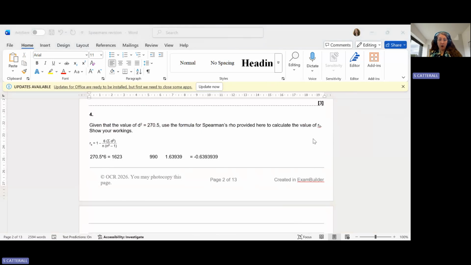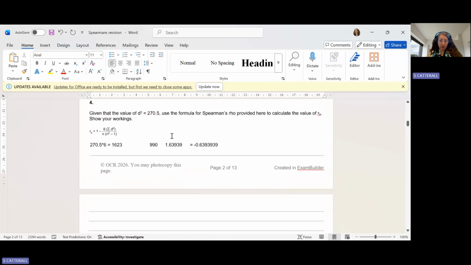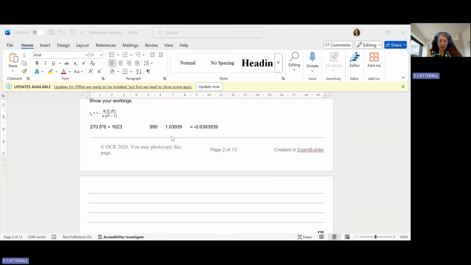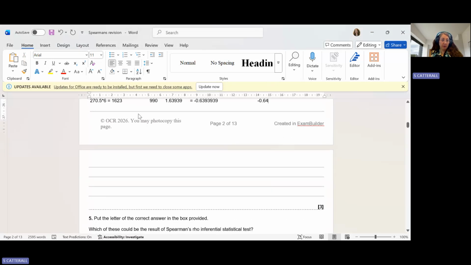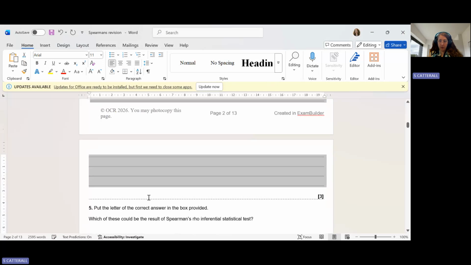Anyway, let's just see what the question said. Use the function to calculate the coefficient, show your workings. So in this one, I don't think it's asking for any significant figures. Let's just see. Yeah, usually you do it to two decimal places for a correlation coefficient, so it'd be minus 0.64, and that would be your answer to that one. Let's get rid of some of these.